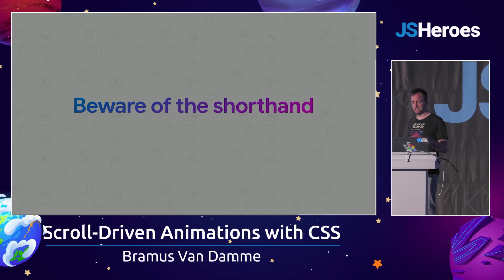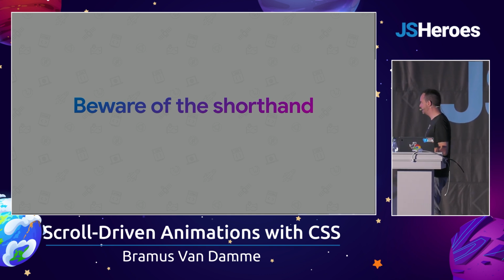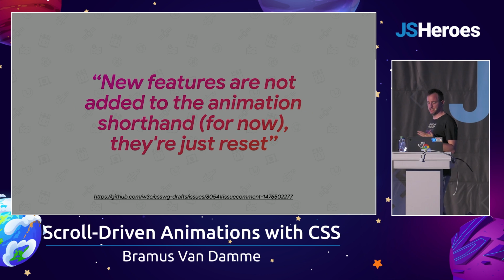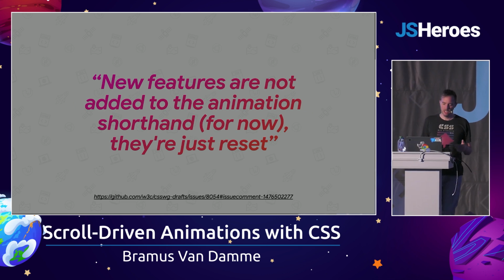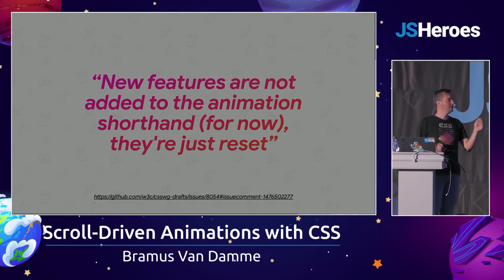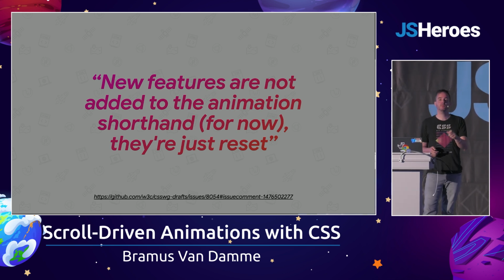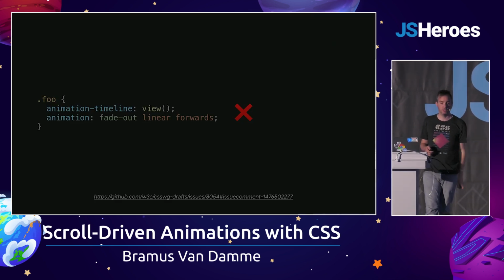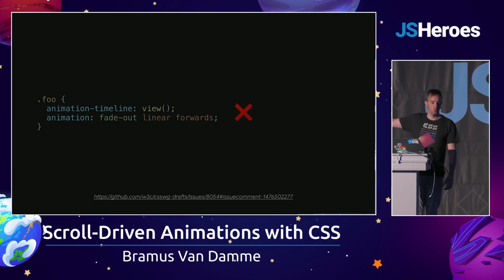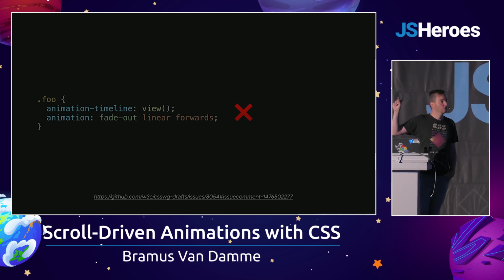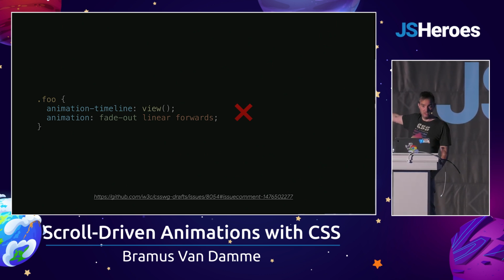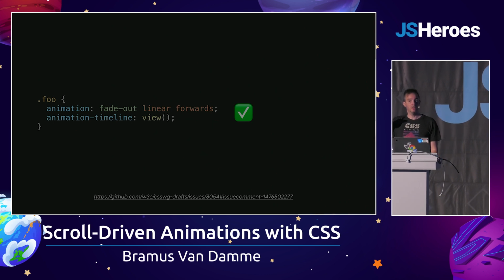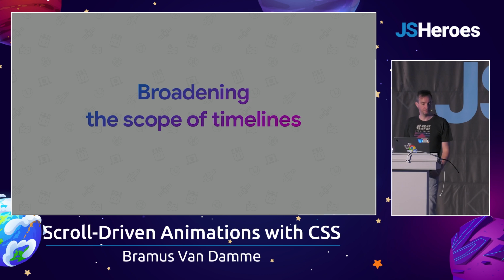Beware of the shorthand, because you will fall into this one. I've fallen into this trap many times. Well, 3 times, and then I was like, oh yeah, now I know, I should remember this. The animation range and animation timeline longhands are not part of the animation shorthand property. So if you do it like this, this won't work, because the animation shorthand, which is the second declaration at the bottom, will reset the animation timeline to its initial value. So you need to make sure that the animation timeline comes after the animation shorthand. Same with your range information.